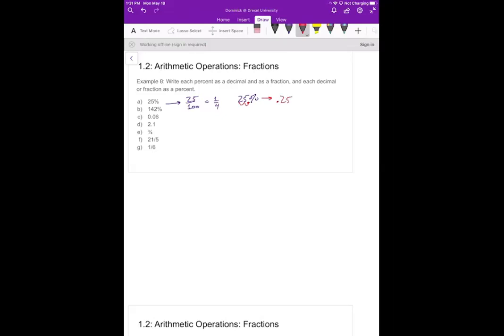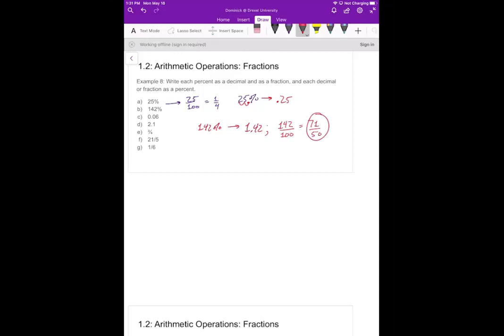Right? Similarly, if I do 142%, as a decimal, that's 1.42. And if I do this in fraction form, I got 142 over 100. Let's see, which we could reduce to maybe 71 over 50. Is that the best we can do? I think so. Okay, so we get 71 over 50 there.